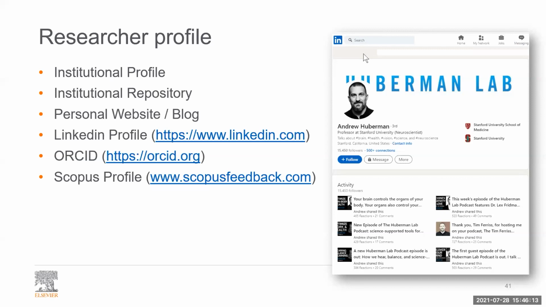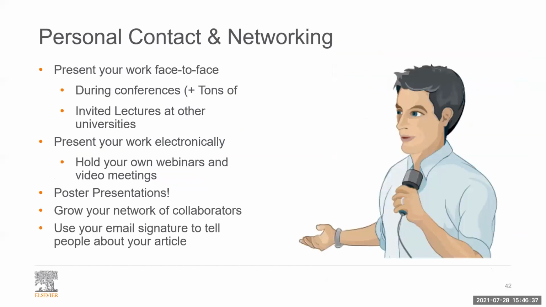The Scopus profile, this is one of the profiles that is automatically generated using an algorithm. But even so, it's good to regularly go back and to make sure that your author profile is correct. So using your researcher profile is very important in terms of ensuring visibility of your research.